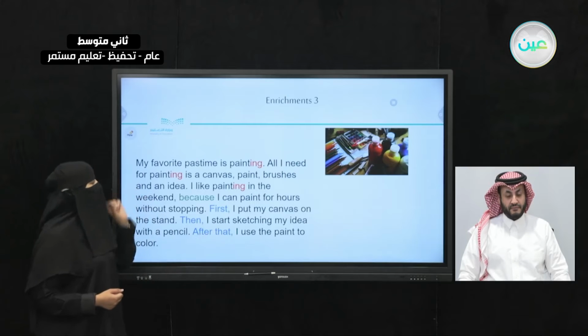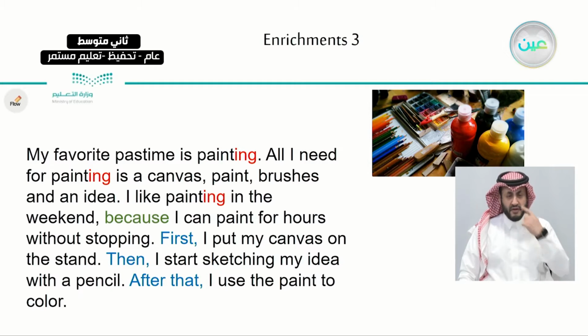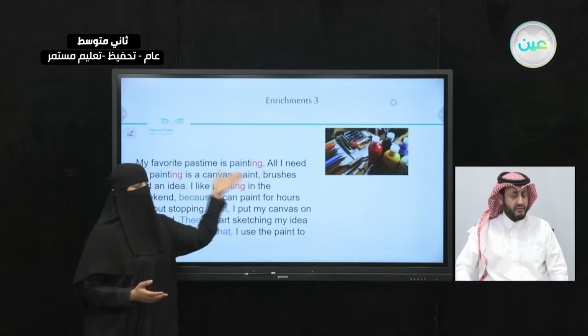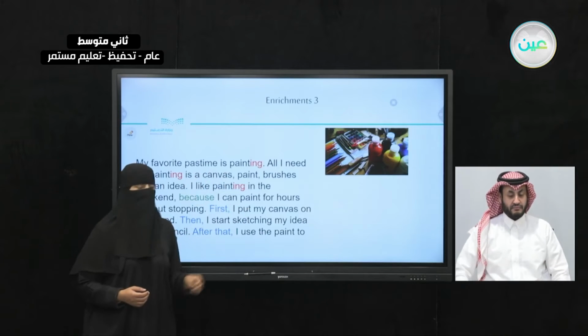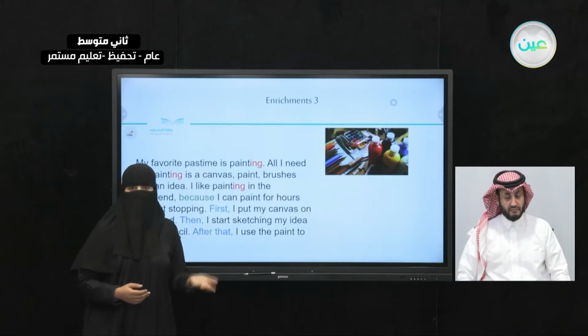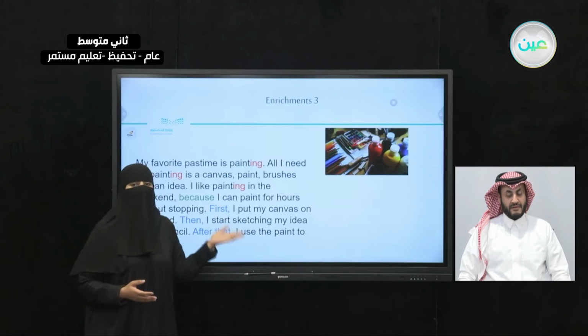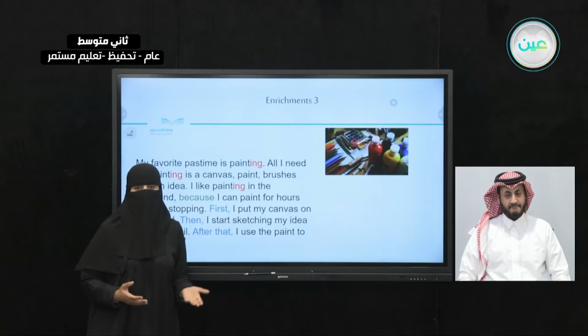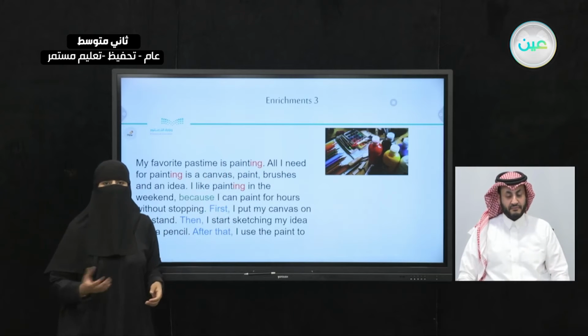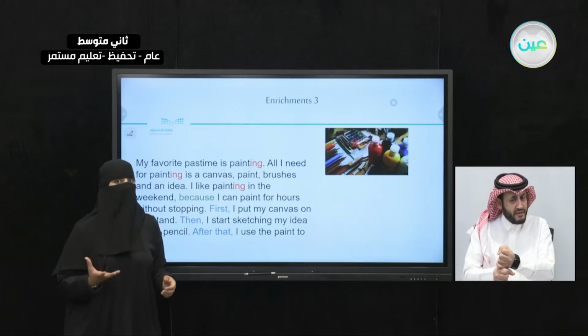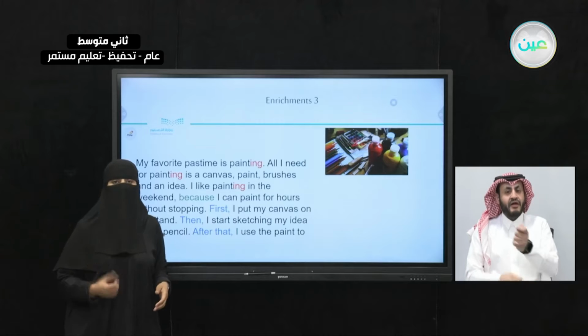See? Now, I want you to pay attention to some of these words here. My favorite pastime is painting. Look at the word painting. What do we call this verb plus ing here in this sentence? It's a gerund. So here, painting, it is a verb plus ing, but in the sentence, it's acting like an object. So paint, painting. So painting is the activity. Painting is the noun here in the sentence. It's acting like the noun.